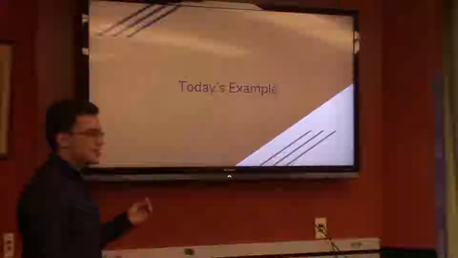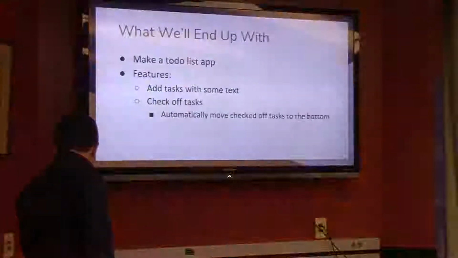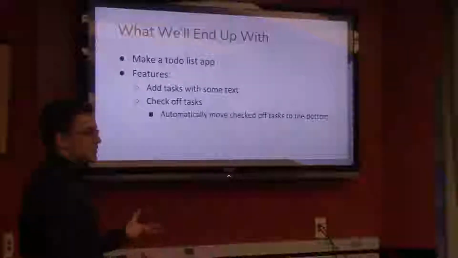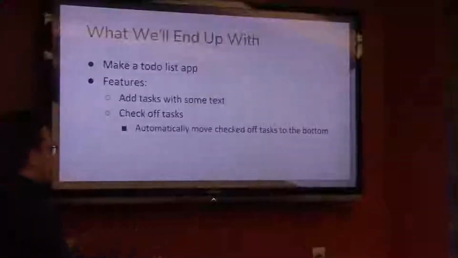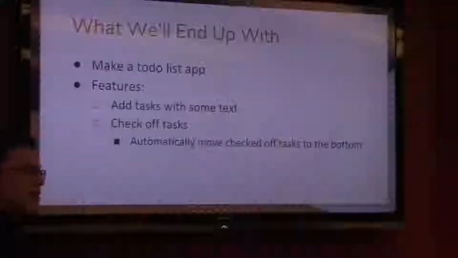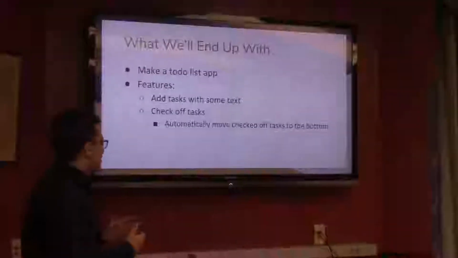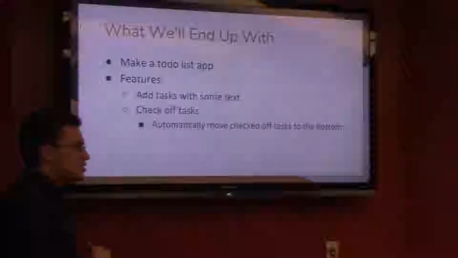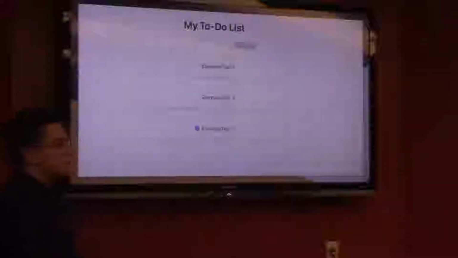So today's talk is going to be anchored around an example, which is a to-do app, and it's going to have 3 things it can do. We're going to be able to add tasks with text, check off or uncheck tasks, and automatically move checked off tasks to the bottom. So we're not exactly inventing the next great Todoist clone here. We are going to make something that has some dynamic content to it, and you can see state management and all that. This is a screenshot.